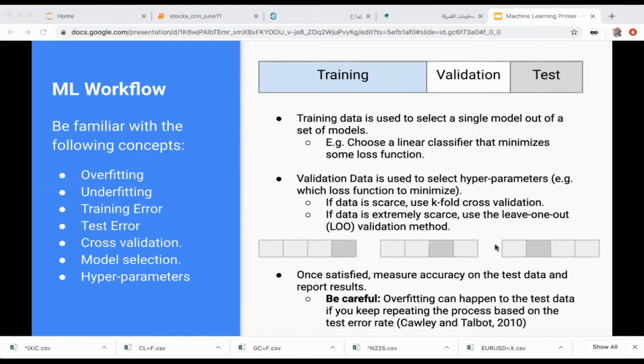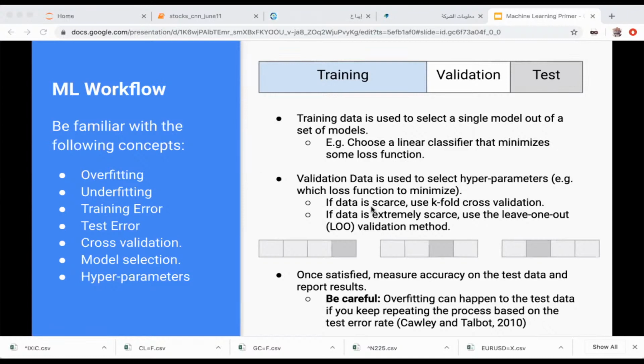However, in some cases, data might be scarce. You may not have plenty of data, and you cannot afford to have a separate validation data set. In that case, there are other techniques that you can use. There's something called k-fold cross-validation. I mentioned it here in the slide.